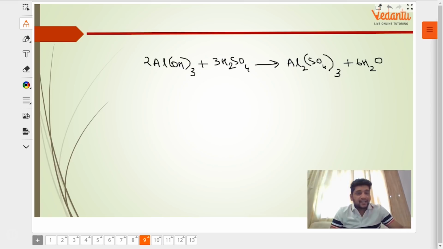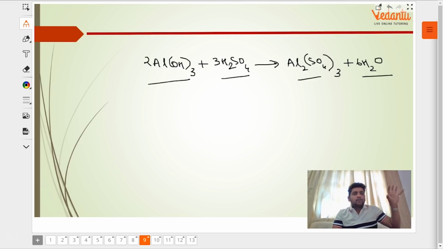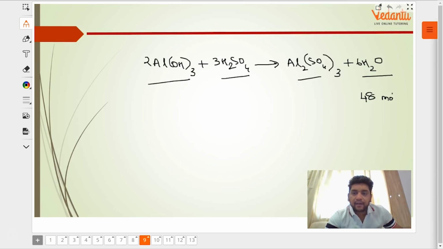ठीक है, when I am seeing this equation, how can I read it? कि 2 मोल एल्यूमिनियम हाइड्रोक्साइड 3 मोल H2SO4 के साथ रिएक्ट करेगा हर बार और 1 मोल एल्यूमिनियम सल्फेट बनेगा और 6 मोल्स H2O बनेगा. हर बार जब भी रिएक्शन होता है, 6 into 10 to power 23 टाइम्स जब ये रिएक्शन होगा तो 2 moles of aluminum hydroxide is consumed, 3 moles of H2SO4 is consumed, 1 mole of the salt is produced and 6 moles of water is produced. Now let's just say कि कोई अगर आपको बोले कि इसका 48 moles बना पानी का, right?